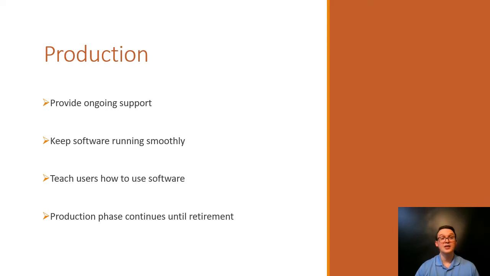The fifth step in Agile is production. This is where your team will give ongoing support to ensure your software runs smoothly and teach how to use it when necessary. This stage will continue until the point of retirement.